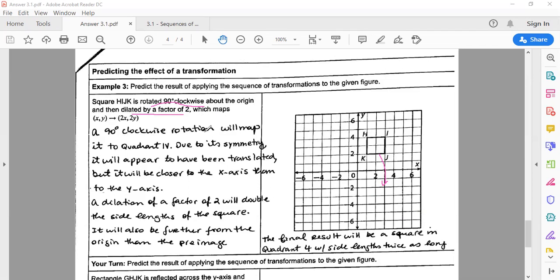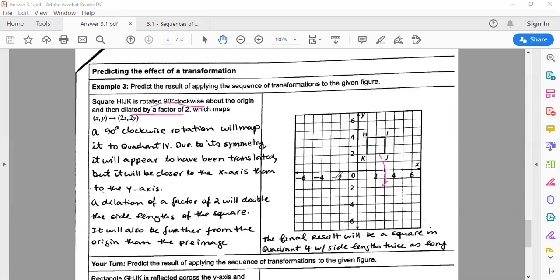So now what's going to happen is this picture is going to go over to quadrant 4, okay? So a 90-degree clockwise rotation will map it to quadrant 4, and due to its symmetry, it will appear to have been translated, okay? But it will be closer to the x-axis than the y-axis. So the square maybe would be somewhere around here, okay?